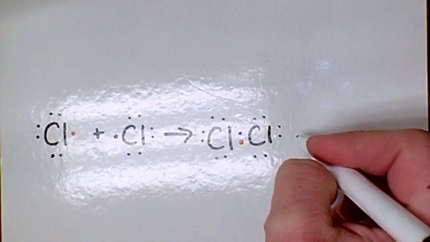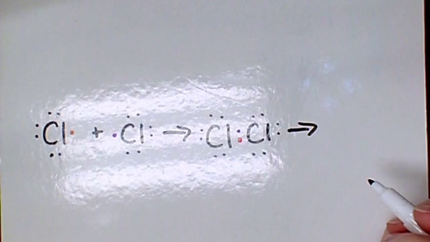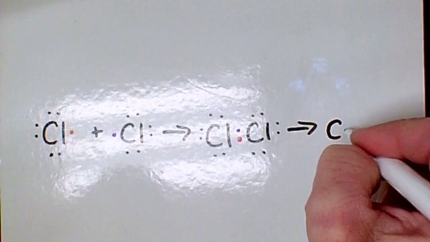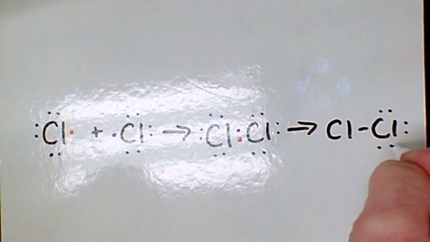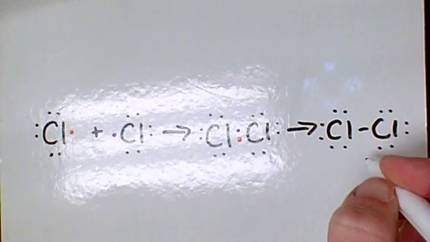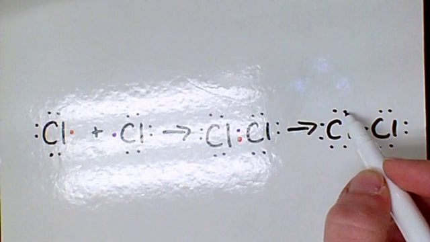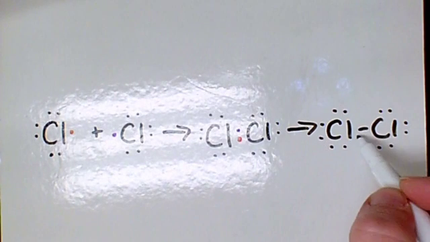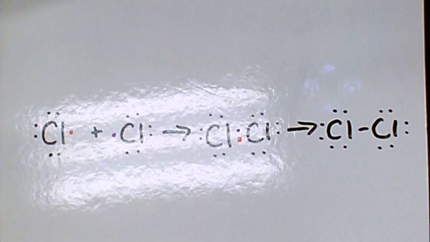Now I'm going to take that shared electron pair and replace it with a line for a bond. So here the shared electron pair is in the middle, and this is the bonding pair. The non-bonding pairs I just leave as dots around the chlorine.